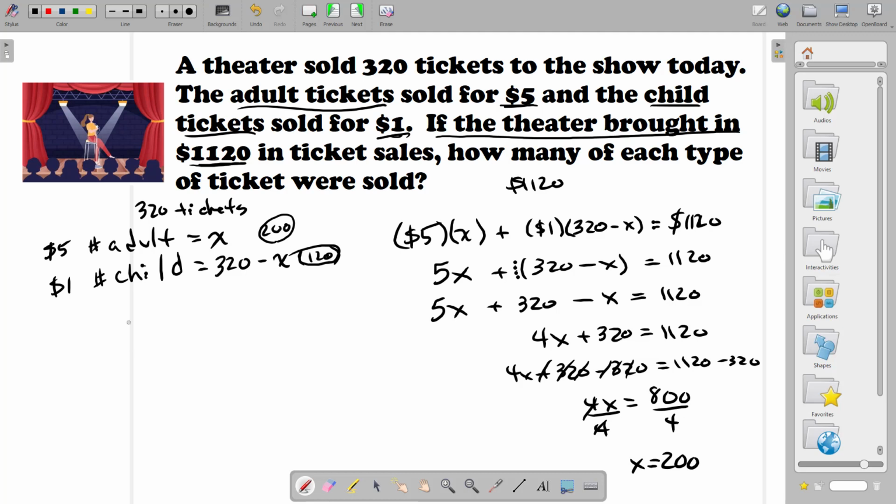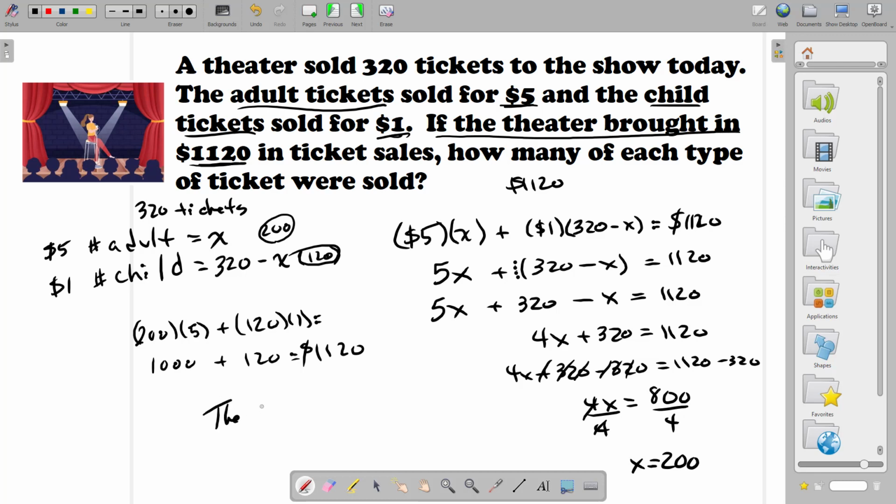Let's see how much money we would make and see if it does add up to 1120. If I take 200 tickets at $5 a ticket plus 120 tickets times $1 per ticket, this is 1,000. This is 120. We get $1,120.